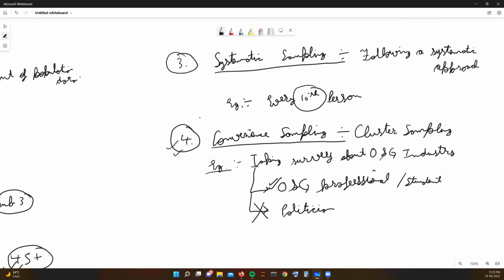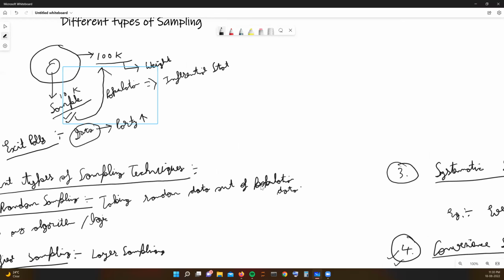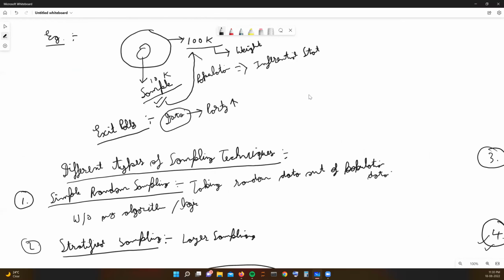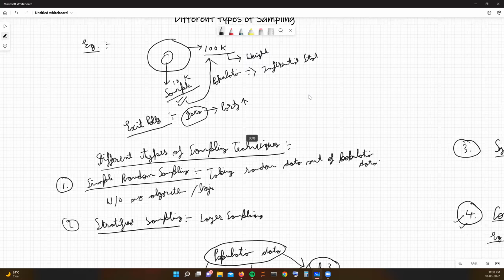So this type of thing is known as convenience sampling, that if we know we are going to a domain expert for getting the sample data regarding our question or our application, right? So these are the different sampling techniques, and we have discussed what population and sample are, right? In the next video, we are going to discuss measures of central tendency.